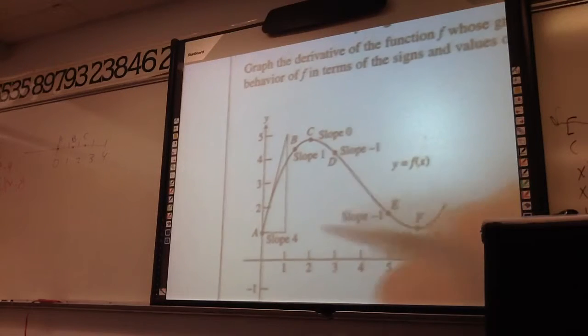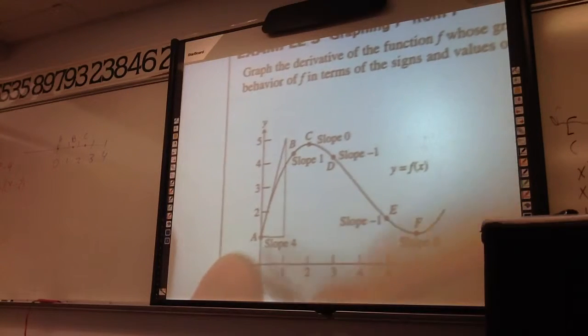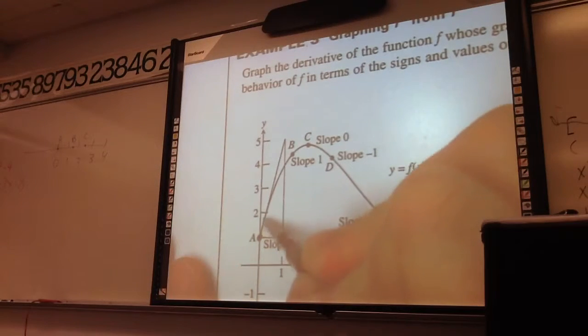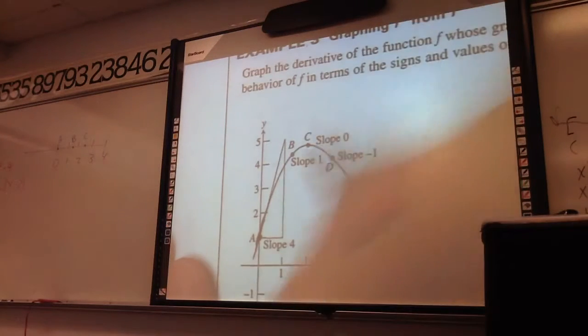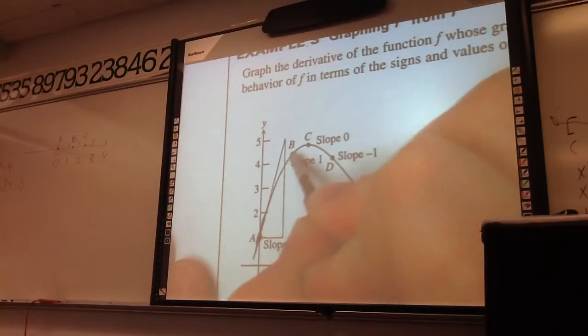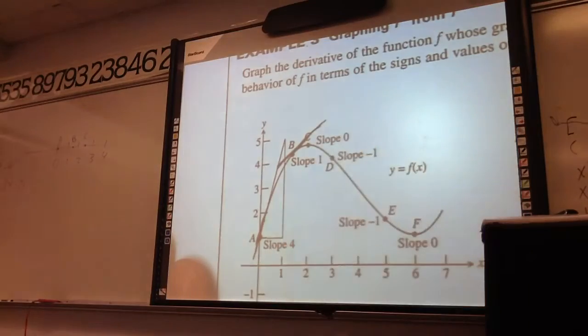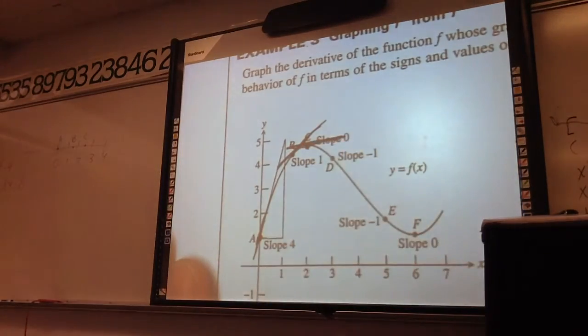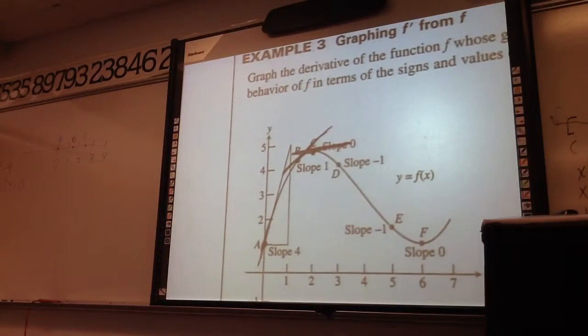So, here's our original function. If you looked at this point, the slope right here would be 4, because it's pretty steep, right? And then they have the slopes labeled here. The slope here is 1, because look, it's not as steep. And then right here at the vertex, the slope is 0, kind of like your homework problem. That always will happen at your vertex.